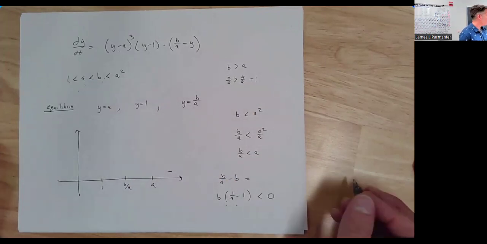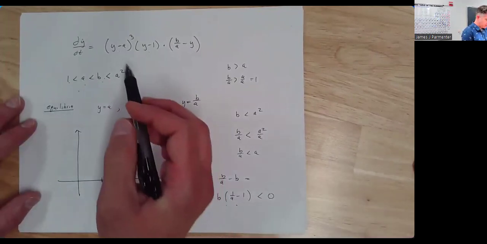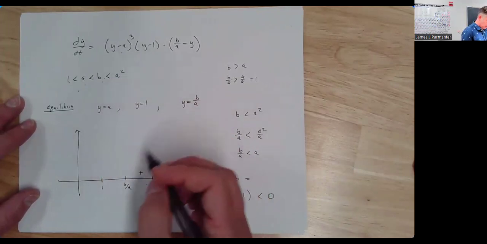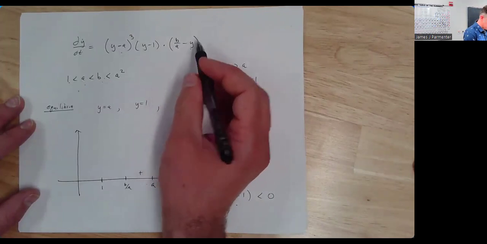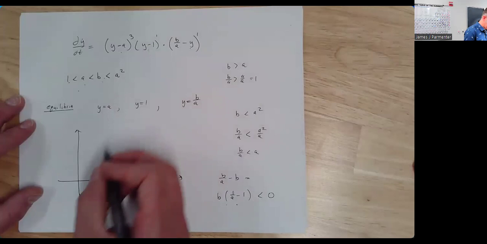And then we shouldn't pick anything else. We should just say a came from this factor, which is raised to an odd power, so we change. b over a came from this factor, which is raised to an odd power, so we change. And 1 came from this factor, which is an odd power, so we change.